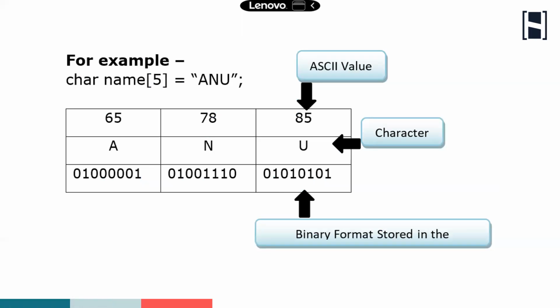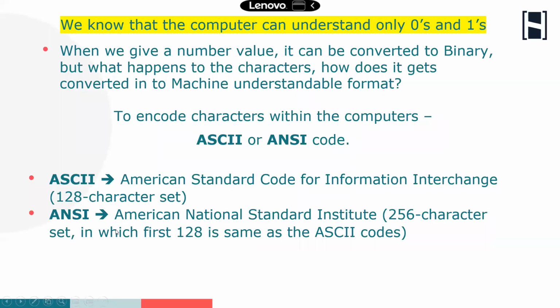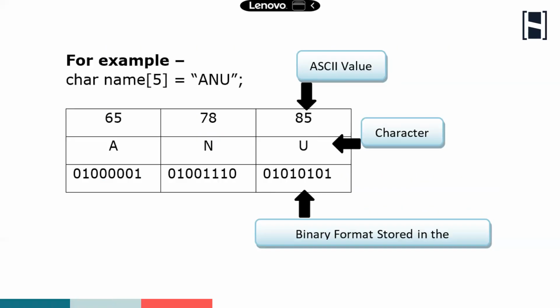So please remember, whenever you're dealing with your char data type, the concept of your ASCII and ANSI is very, very important. It is what we call encoding. The encoding formats are what we are going to be making use of. Again, I'm telling you, it is for knowledge's sake. As a programmer, you are not going to do this encoding. The compiler is going to take care of it, but you should know what is happening in the background.